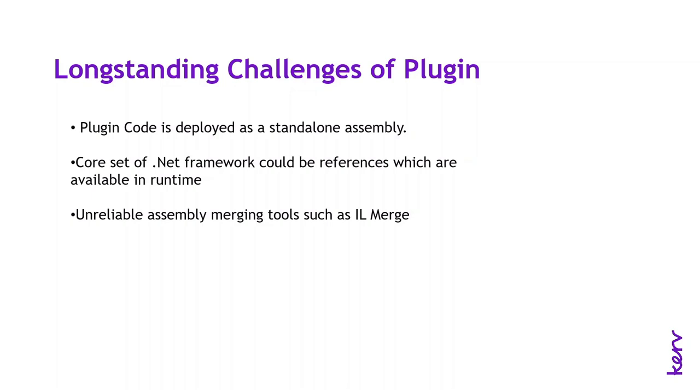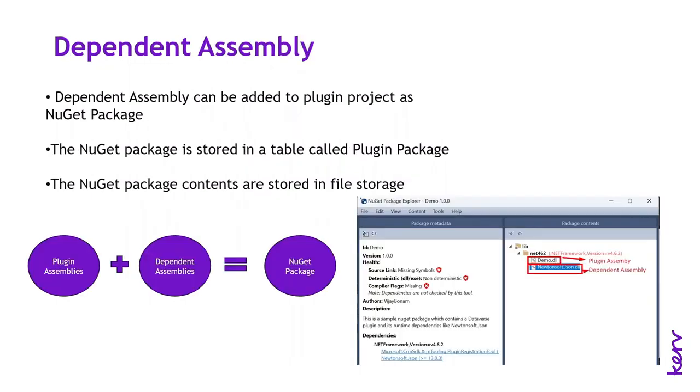Now, let's look at what a dependent assembly is. Dependent assemblies are the additional libraries that contain code required by the plugin. They can be used to provide functionality that is not available in the standard CRM SDK or to simplify complex operations. Dependent assemblies are added to a plugin project and deployed alongside the plugin assembly.